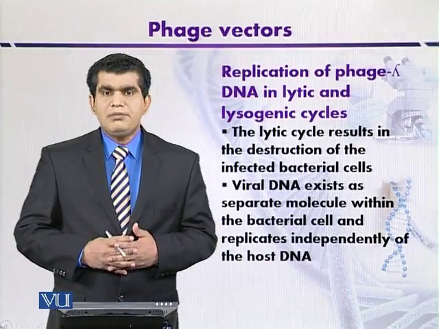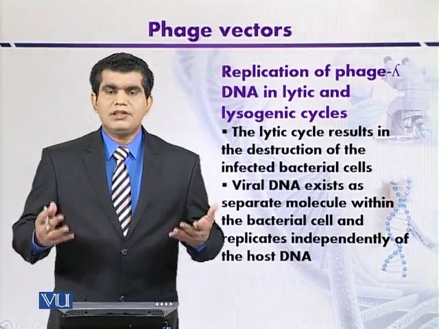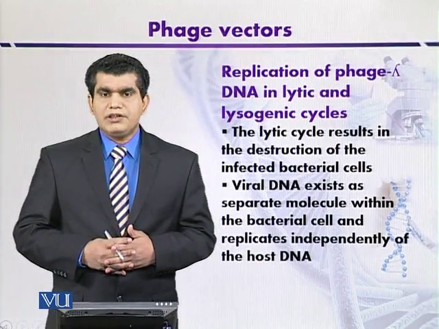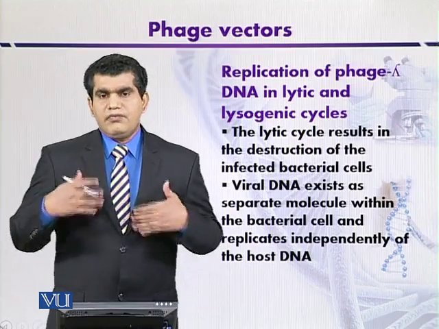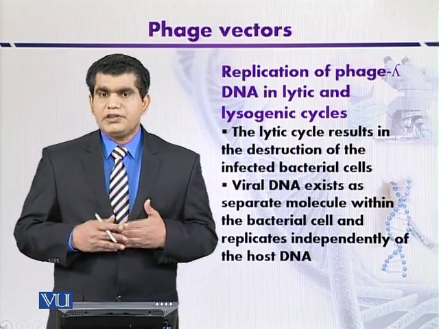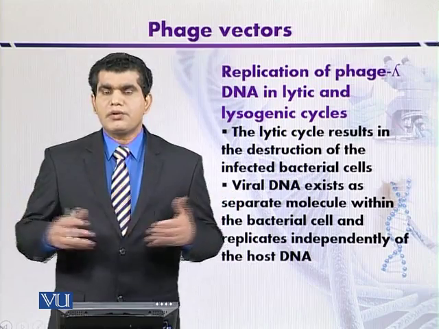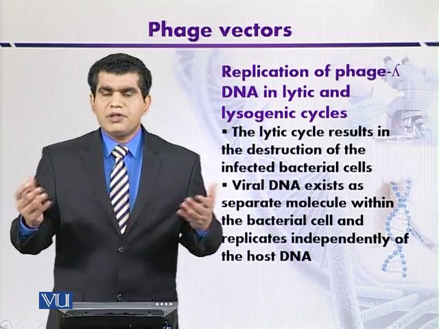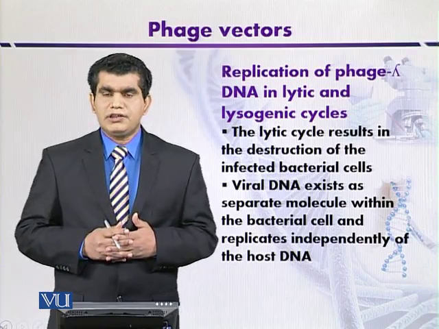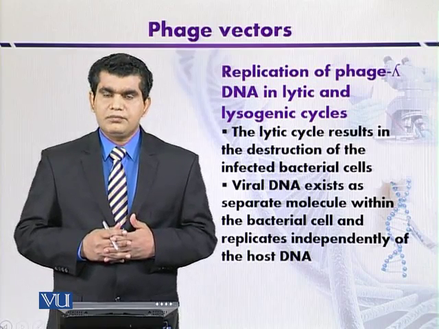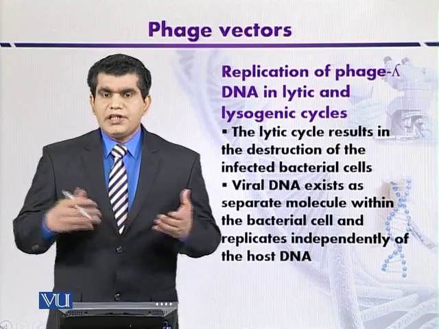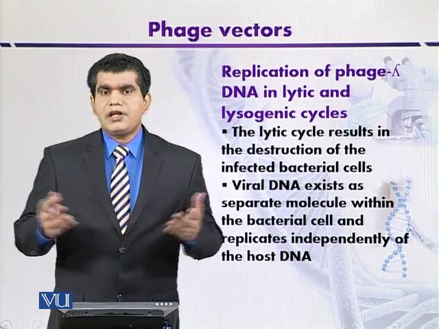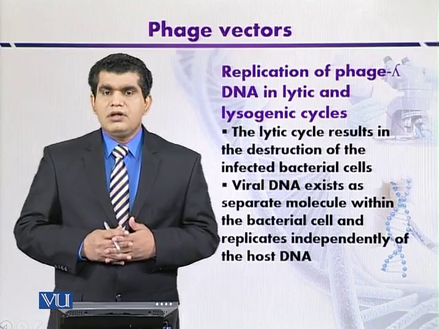Replication of lambda DNA in lytic and lysogenic cycles: we have the idea that whenever lambda phages infect their host organism, they can overcome the host machinery by injecting their DNA. After injection of the nucleic acid or lambda genome, there are two possibilities.